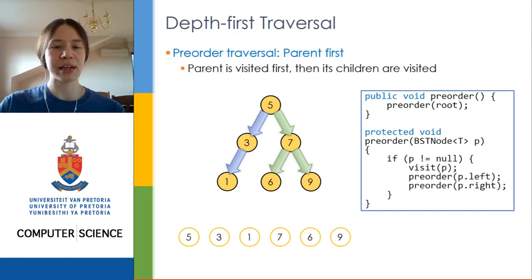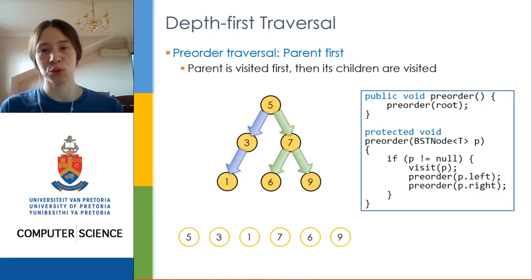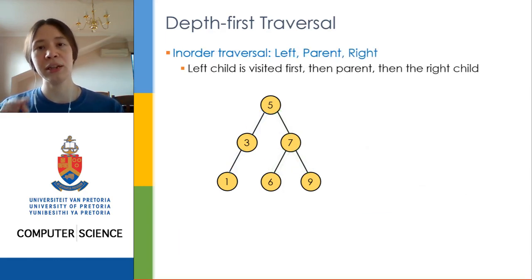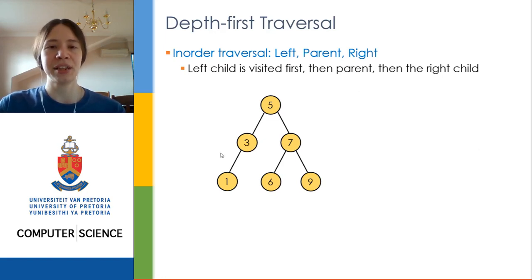Okay, but pre-order, as you can see, still outputs the values all jumbled up. We have 5 followed by 3 followed by 1, 7, 6, and 9. This is definitely not sorted. Please welcome in-order traversal. In-order is super useful because it does actually output values of binary search trees in a sorted manner. The idea here is quite simple.